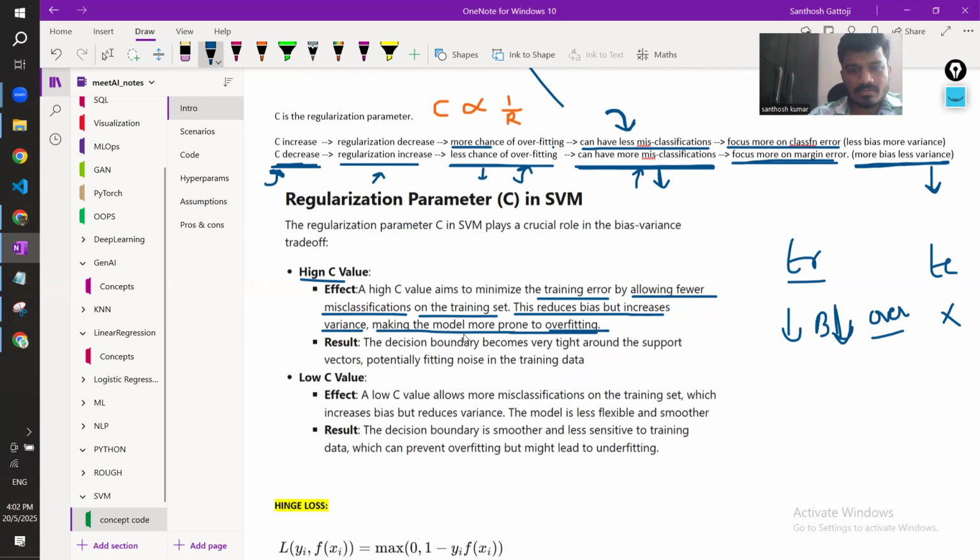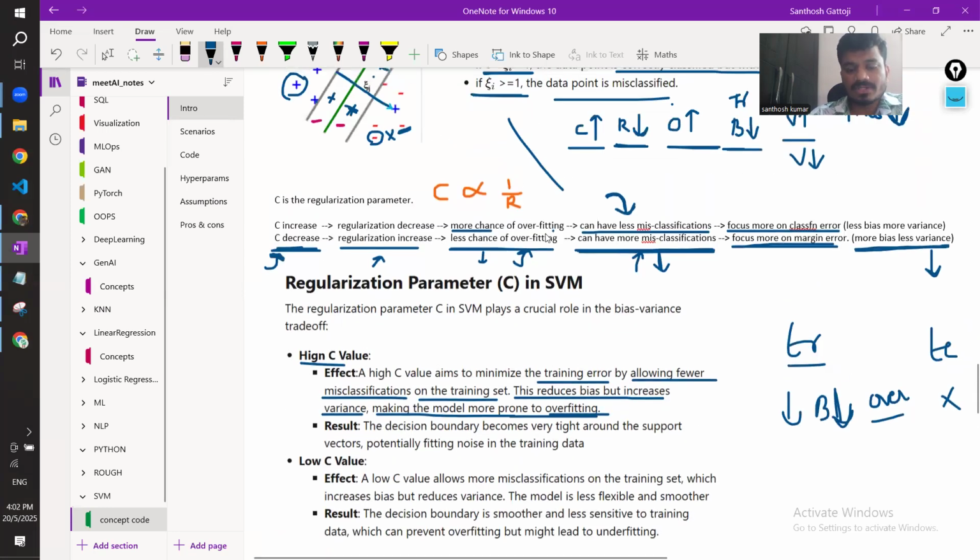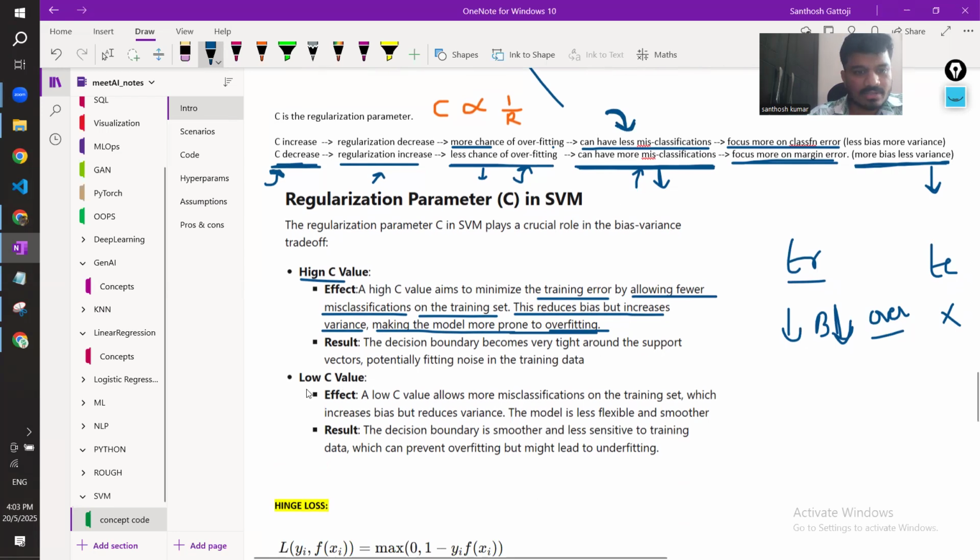Same thing: if you're focusing on more classification, that means you don't want any classification errors at all, so then you will have overfitting. Now coming to the low C value, the reverse of it. You're allowing a bit more misclassifications but you will have reduced variance, which can work better and prevent overfitting. But if you go too far, it will underfit. Here I'm saying I'm okay with some misclassification if you decrease C, but if I keep on decreasing C to a very small value, then you are giving more relaxation.